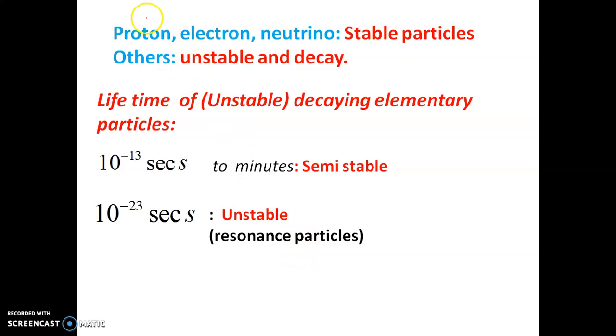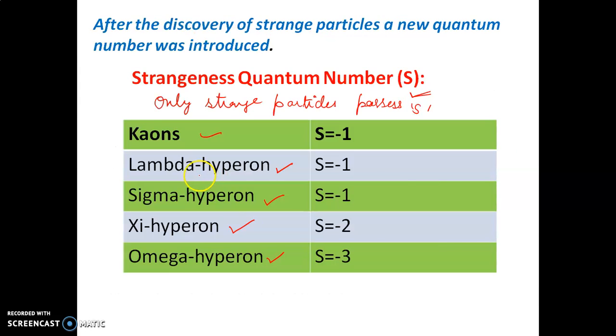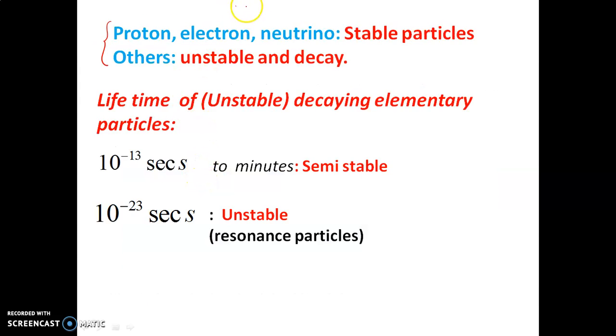Now another important piece of information is that since we have talked about decay mode, here we will understand what a decay mode is, because all elementary particles can also be divided according to their lifetime. You see, proton, electron, neutron are said to be stable particles, because once an electron, the electron always remains as an electron.